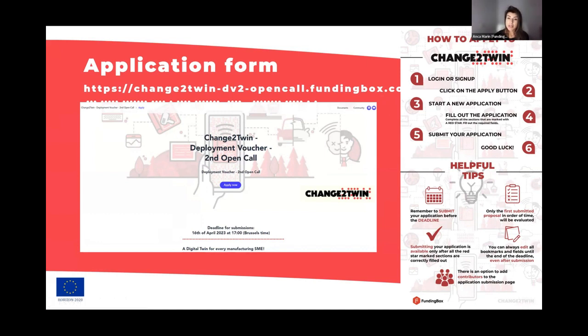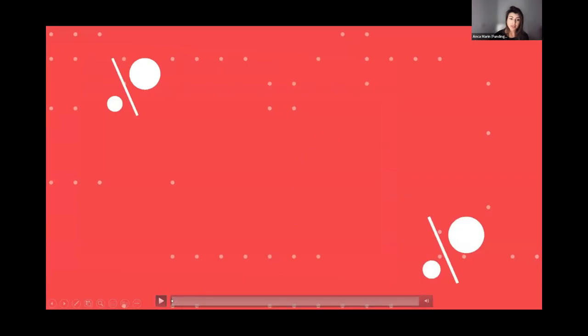So the application, I insist, has to come from the manufacturing SME or midcaps, no consortia, no technology providers. Of course, there can be previous contacts with technology providers just to get an idea of what you would like to do, but not an applicant themselves.